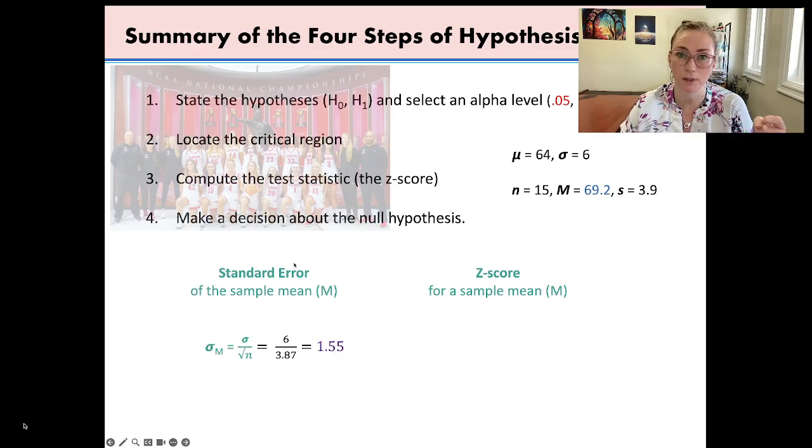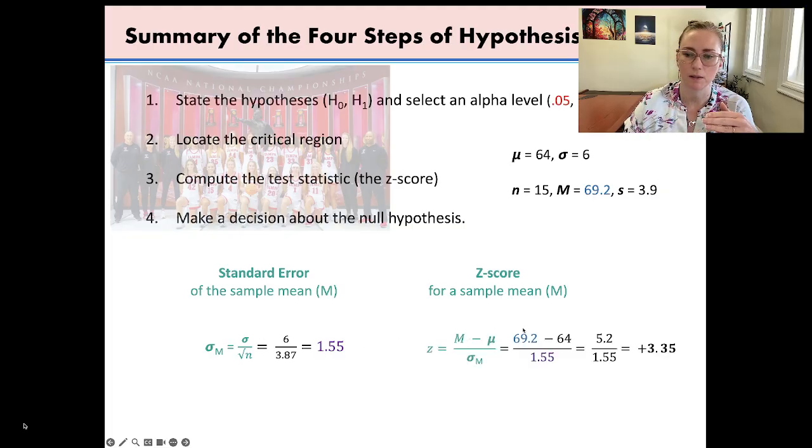So I just simply plug in these numbers. I plug in my standard deviation over, I had 15 people to work with, so the square root of 15 apparently is 3.87. I did not know that. And then their ratio gives you 1.55, so that's the standard error. And then I use the standard error in my z-score calculation.